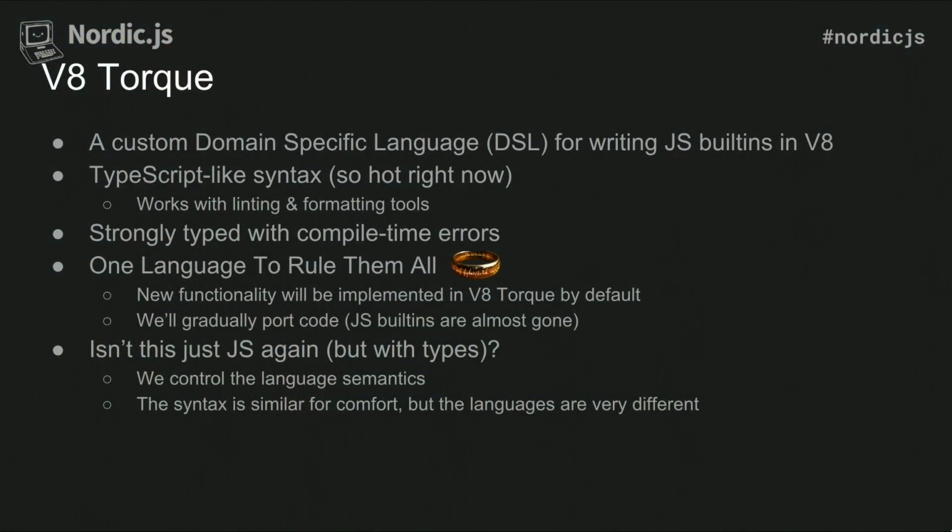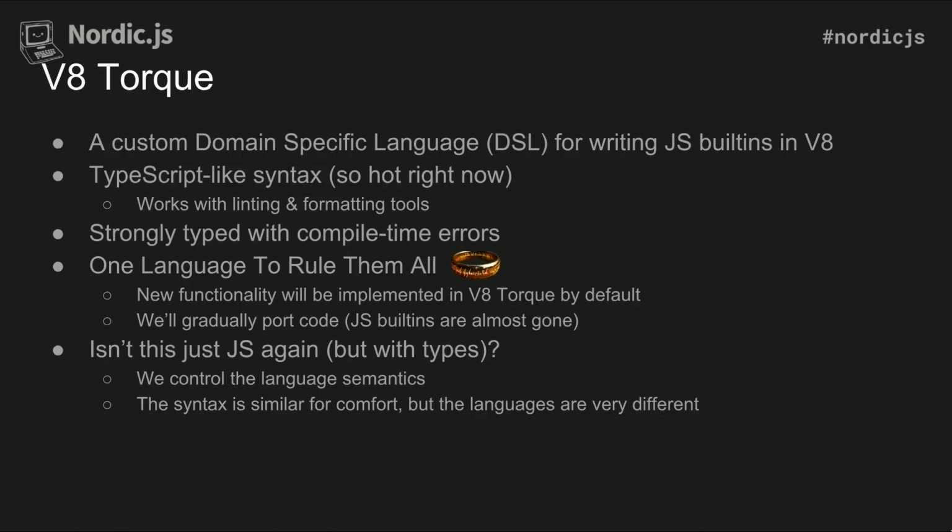So that's why we introduced this new language called V8 Torque. Torque is basically a custom domain-specific language for writing JavaScript built-ins in V8. So if you're thinking, how can I use Torque? Well, you have to contribute to V8 to do that. But that's all right. You can do that. It's open source.